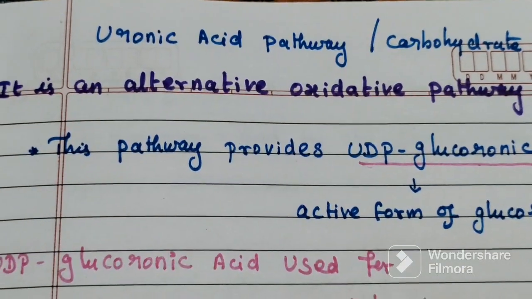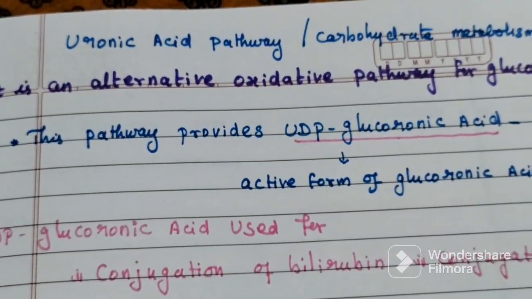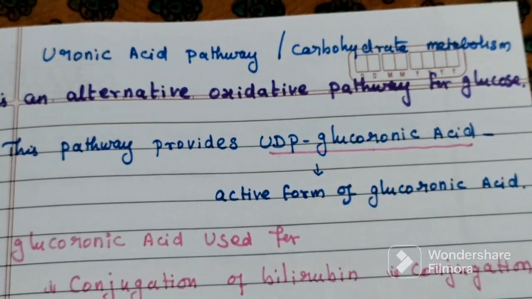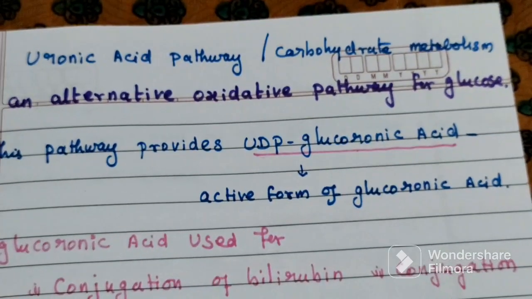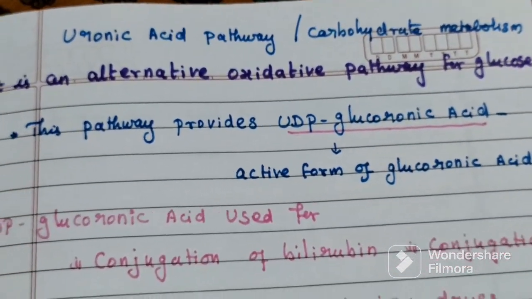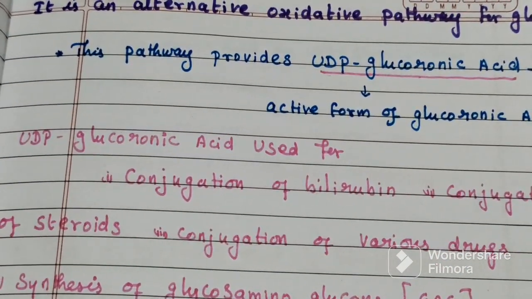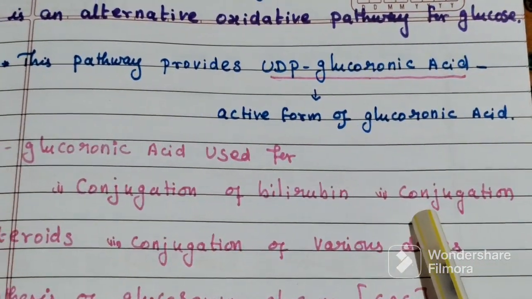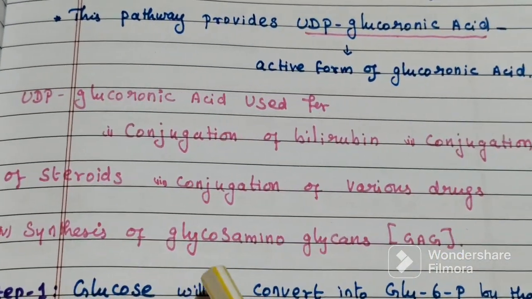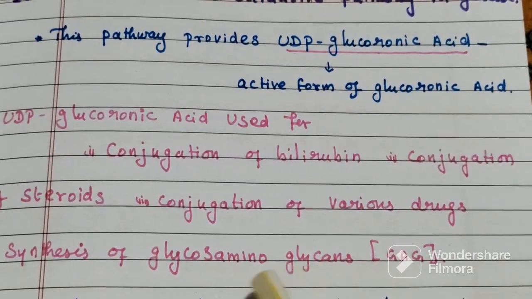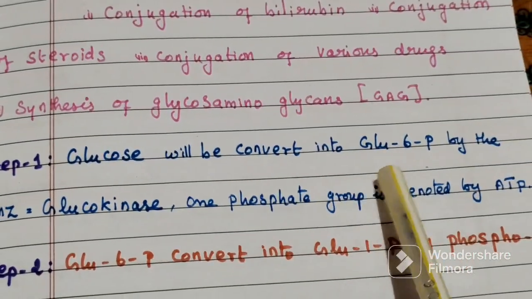So the uronic acid pathway is an alternative oxidative pathway for glucose. The importance of this pathway is to provide UDP glucuronic acid, which is the active form of glucuronic acid. Then UDP glucuronic acid is used for conjugation of bilirubin, conjugation of steroids, conjugation of various drugs, and synthesis of glycosaminoglycans, GAG.